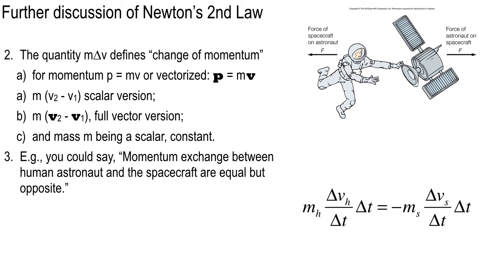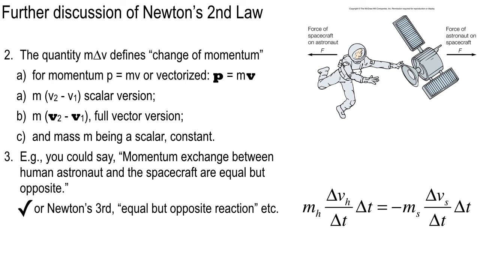The change in momentum for the human is opposite in direction but equal in magnitude to the change in momentum for the spacecraft. Okay, so number 3 says momentum exchange between human astronaut and the spacecraft are equal but opposite. Momentum exchange being delta mv. Another way to say it is Newton's third law. This is equivalent to Newton's third law, equal but opposite reaction.